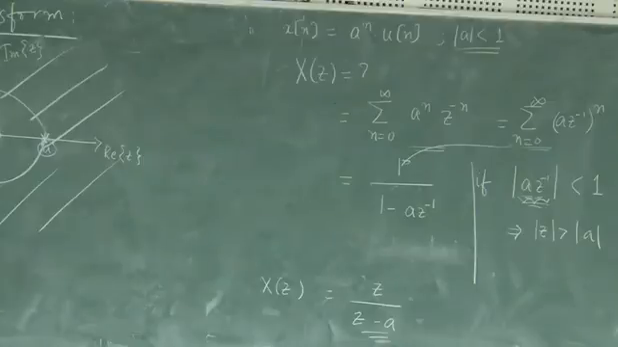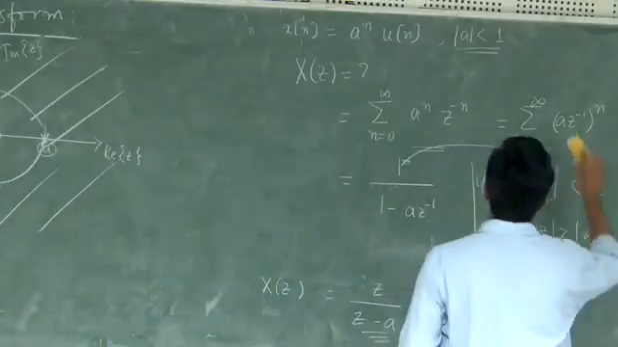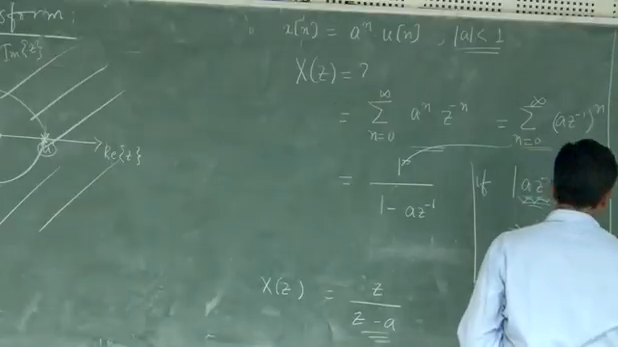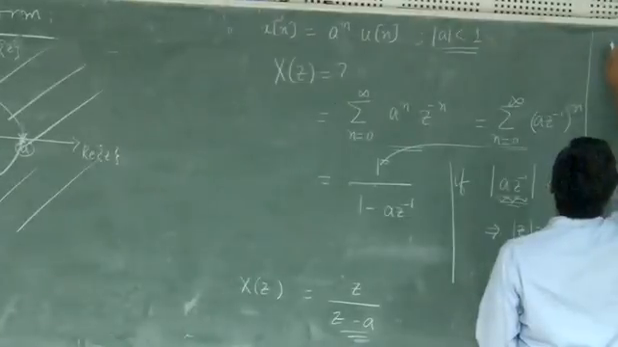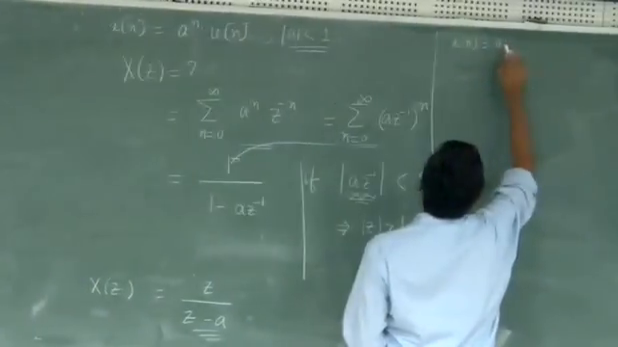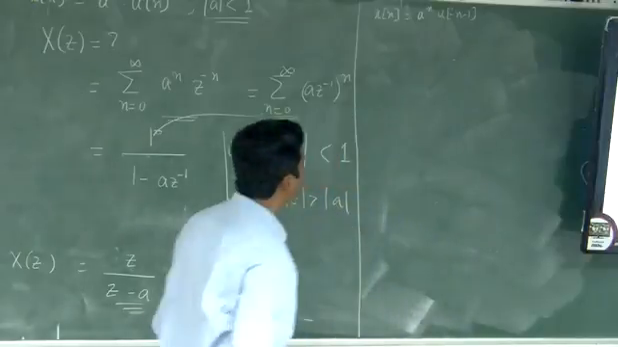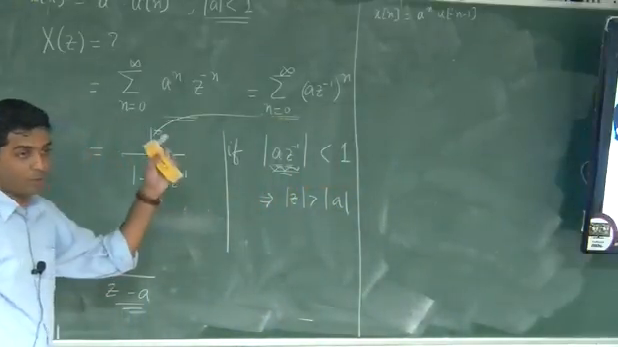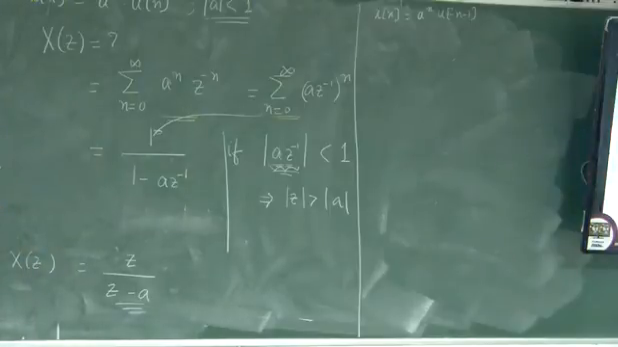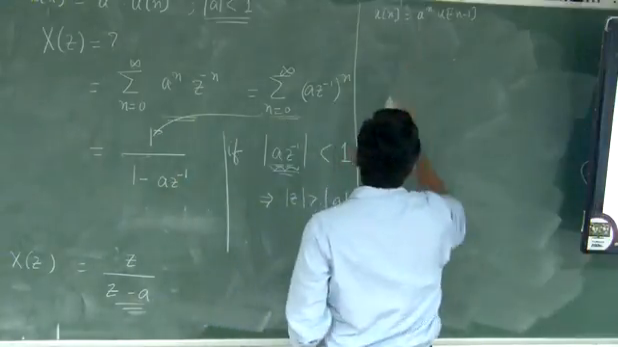Okay, we'll do one quick example before we break. Let's look at something similar. Let me leave this result here. What type of sequence is that? That's a left-sided sequence. We called the earlier one a right-sided sequence because it's only defined for n greater than or equal to 0. This one is a left-sided sequence because it's defined for n less than 0. So what happens if we try to find the Z transform of this?